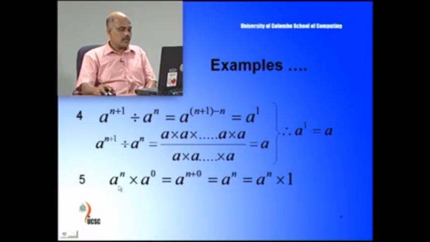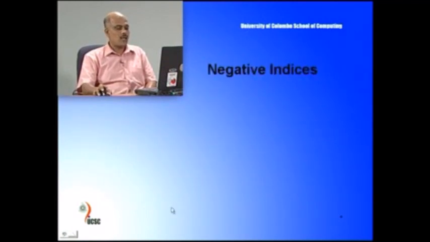Now, consider a to the power n multiplied by a to the power 0, which is equal to a to the power n plus 0 by applying the first rule of the indices, which gives a to the power n. And also, by using simple algebra, it is equal to a to the power n times 1. This shows that a to the power 0 must be equal to 1, which verifies the last rule of the indices. Now, so far we have seen the positive indices.